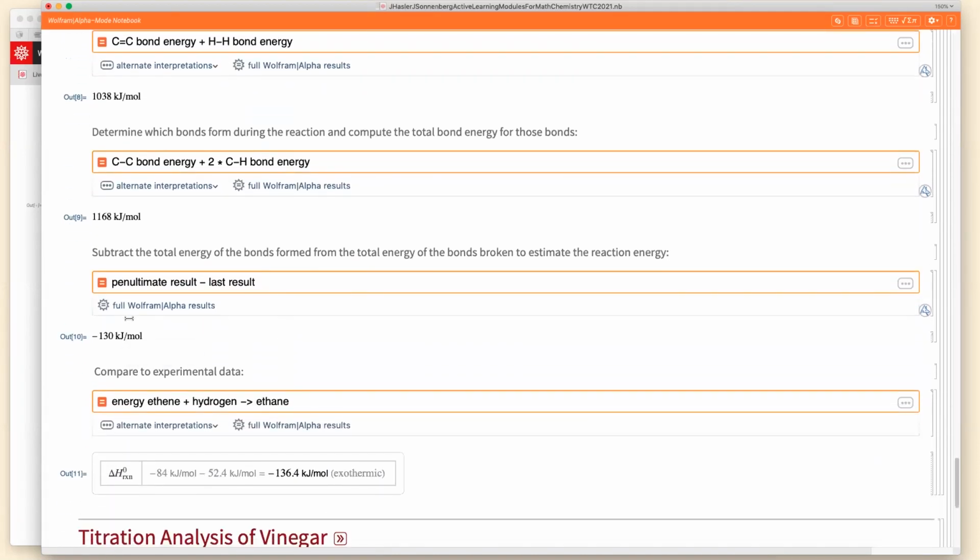And again, we have the experimental results stored in the database, so you can ask for that and then have conversations about negative 130 versus negative 136.4. Where did the 6 kilojoules per mole of energy go, and dive deep into the chemical thinking of that with your students.